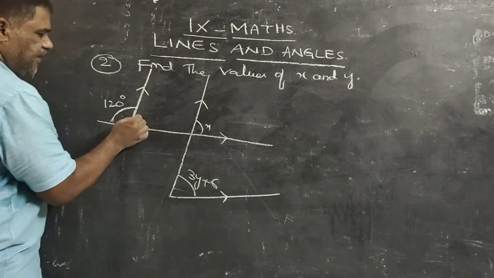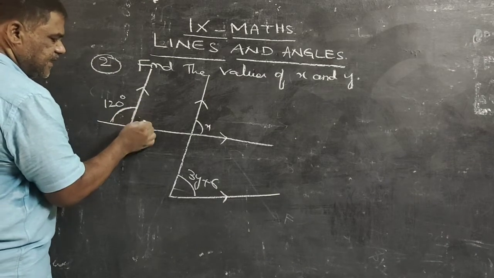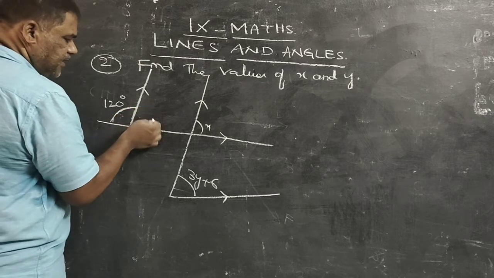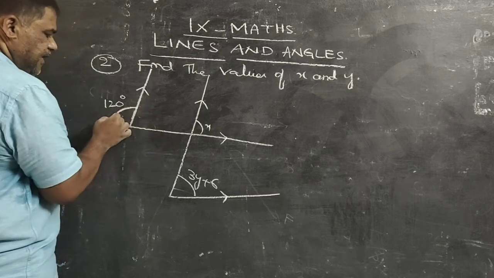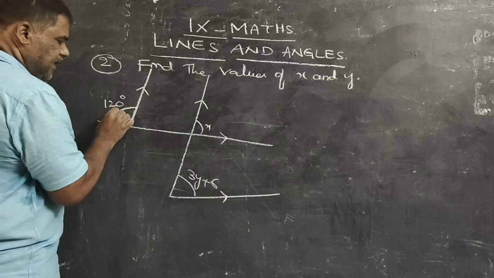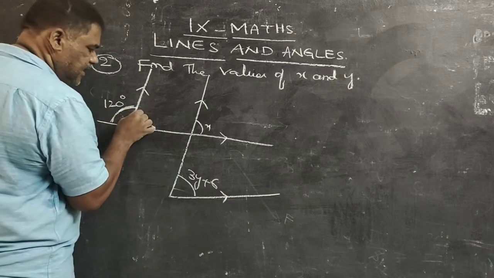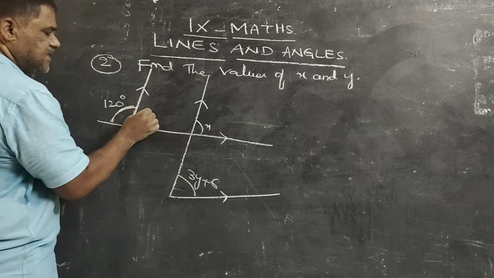If it is 120 degrees, this angle will be 60 degrees, because if you add these two, that is the angle on the straight line, it should be 180 degrees. Till here 120 means the remaining angle will be how much? 60 degrees.